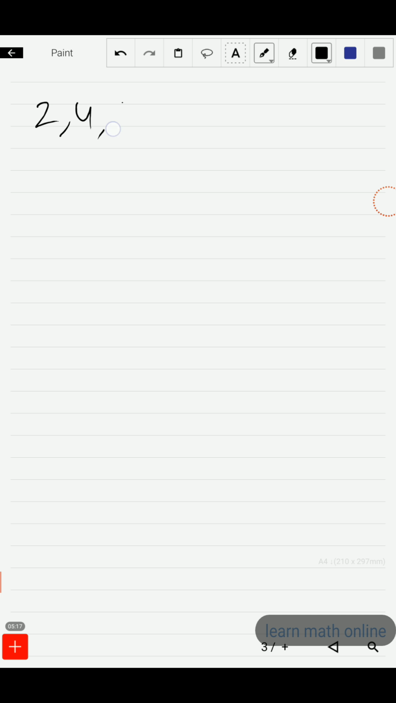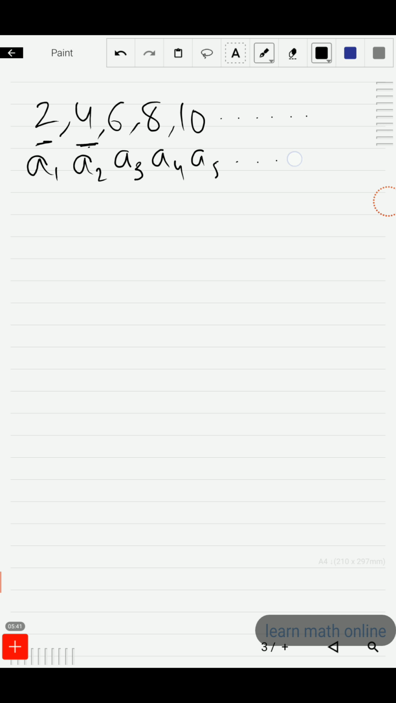2, 4, 6, 8, 10. Very easy example, isn't it? So, is this forming an AP? How should we check? We should take the second term, that is 4, and subtract the first term. Okay. So, if the first term is A1, second term is A2, third one is A3, A4, A5, and so on. A2 minus A1 is 4 minus 2, it will give us 2, isn't it?